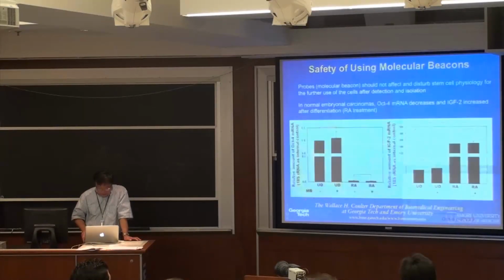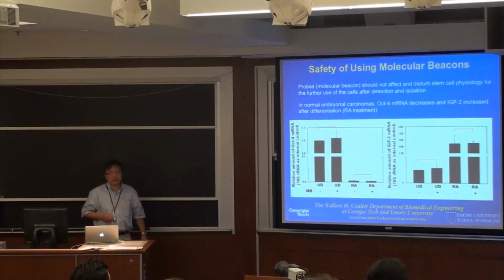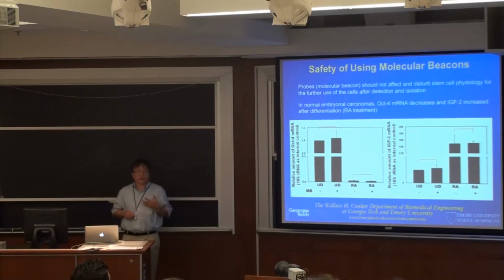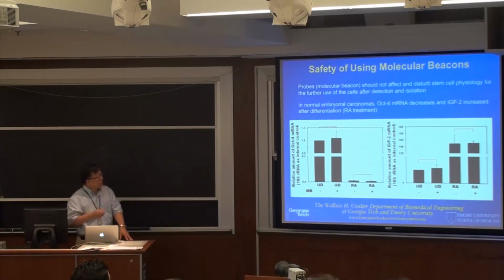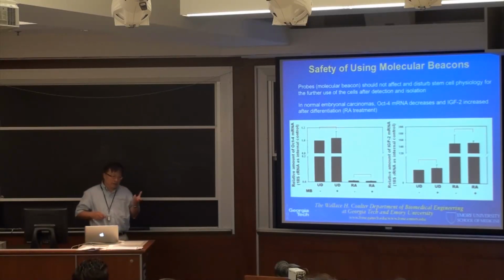So one issue, which biologists often ask us about: if you deliver molecular beacons into stem cells or other cells to isolate them, what are the consequences of doing so? Because the probe itself may influence, for example, stem cell biology. So we checked that. We had two assays with stem cells, one with beacons and one without beacons. Then we measured the messenger RNA level of OCT4, because that's really the beacon target.